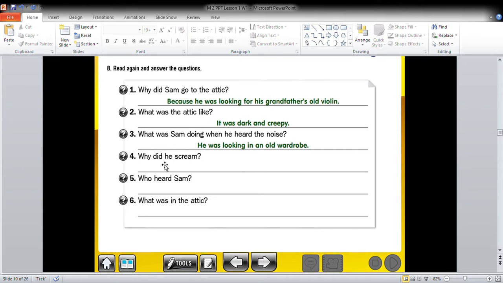Question number 4. Why did he scream? The answer is because he saw two big eyes near the boxes. Question number 5. Who heard Sam? The answer is his mom. Question number 6. What was in the attic? The answer is a beautiful white owl. So these are the questions and the answers based on the story about Sam.